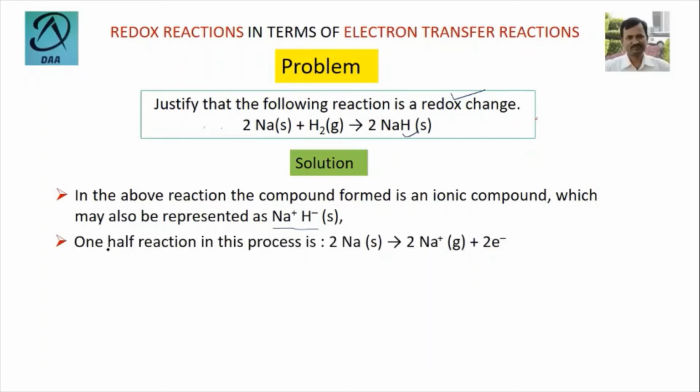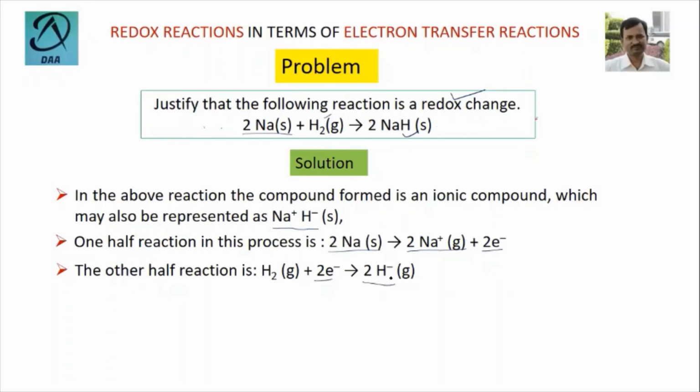So, what will be the first half reaction? The first half reaction is that 2Na in solid form will form 2Na+ in gaseous form plus 2 electrons. What is the second half reaction for hydrogen gas H2? The H2 in gaseous form will accept these 2 electrons to form 2H-. If you add these two half reactions, ultimately you will get the reaction 2Na plus H2 forms 2NaH.